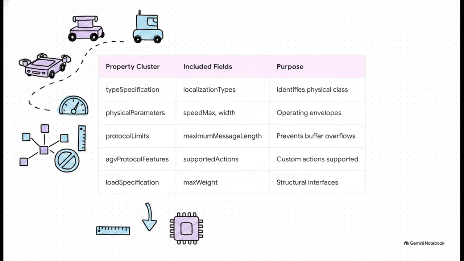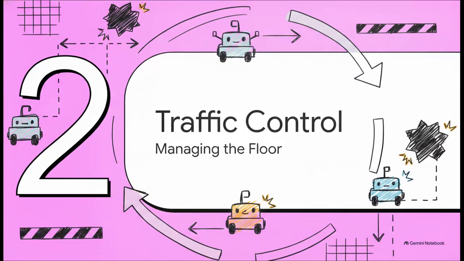It's organized into standardized property clusters. Take the physical parameters. That covers your maximum speeds, width, and length. That is totally crucial for safety and making sure robots don't bump into things. Then look at protocol limits. This one's super interesting because it literally caps the maximum MQTT message length, actively preventing buffer overflows on vehicles with highly constrained onboard controllers. By clustering this data, the master control perfectly and safely understands its asset from the very millisecond it connects. Moving right along to Step 2, Traffic Control and Deadlocks, Managing the Floor.